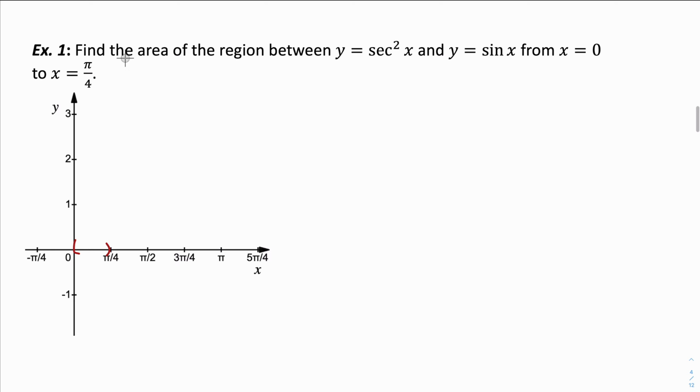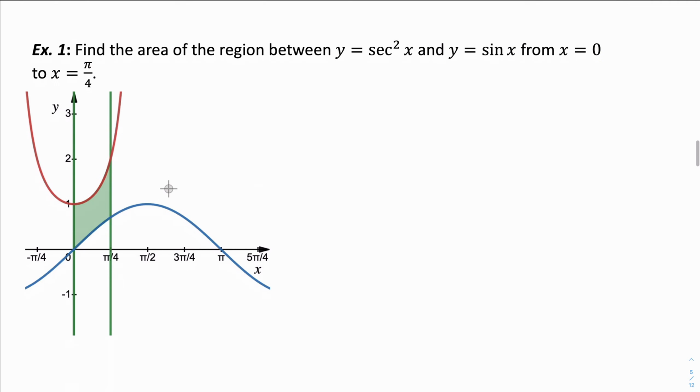So in this example, it's asking us to find the area of the region between y equals secant squared x, so that's our first function, and y equals the sine of x. So those are the two functions that we're using. And then the x bounds are from 0 to pi over 4. So essentially, we would have to graph our region here, and we're looking at this from 0 to pi over 4. So let's go ahead and sketch the graph of this.